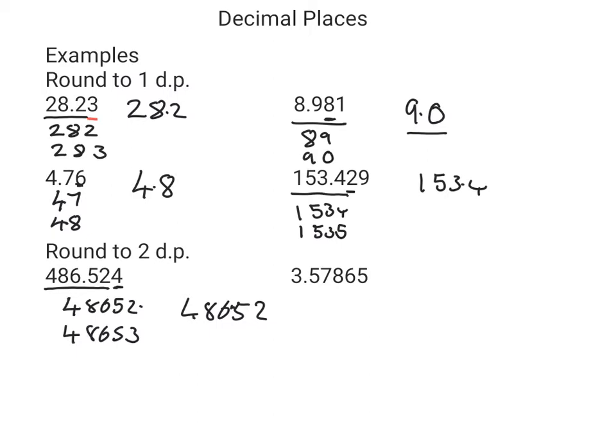And for our last example here, we're going to write 357 and 358. This is 5 or more, so I'm taking the bigger number, 358, and I'm putting the decimal point back in.